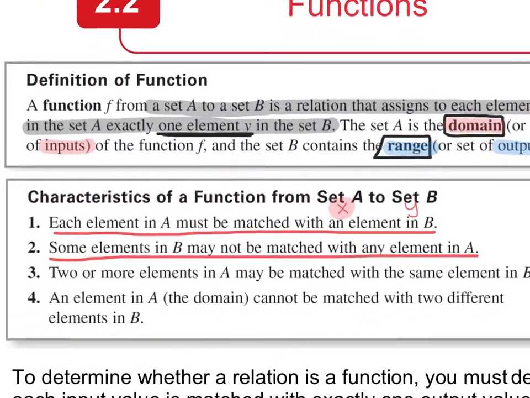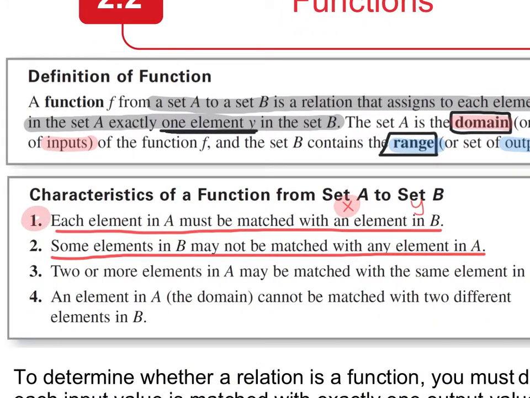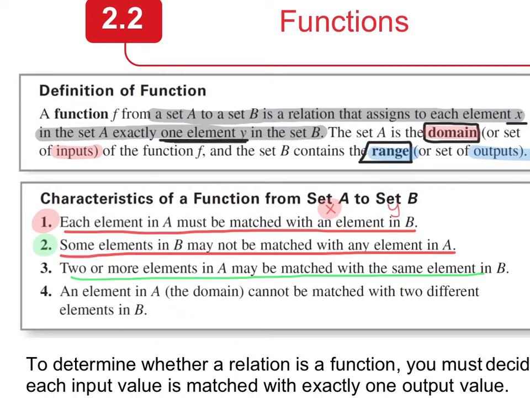So when we put an x value in, what number one is saying is each x value has to have a y value in that set. But it's okay, and we'll look at a picture, it's okay if some of the y values aren't taken by an x value. That is okay. We'll look at a picture to clarify that some more. And it says two or more elements in A may be matched with the same element in B. That is okay. Two different x values can go to the same y value. That is fine. And then the last one, before we look at some pictures, the element in A, which is the domain, cannot be matched with two different elements in B.